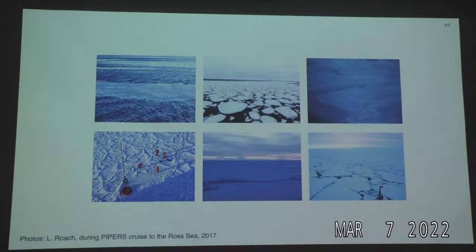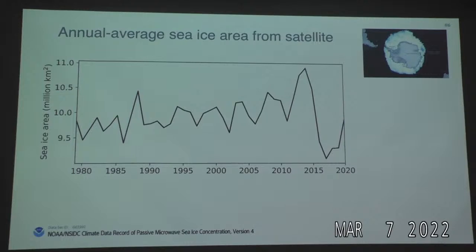And then zooming back out, this figure shows the annual average sea ice area from satellite observations, which we have going back to 1979, just the total areal coverage of sea ice. And you can see over the 40 year plus record that we have now, there's been this sort of increasing trend until we've had recent lows, really large lows, particularly in 2016. So there's been this very large interannual variability.